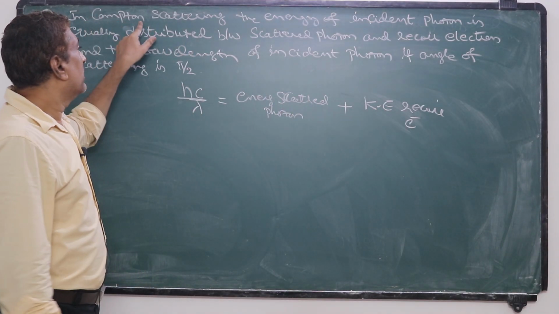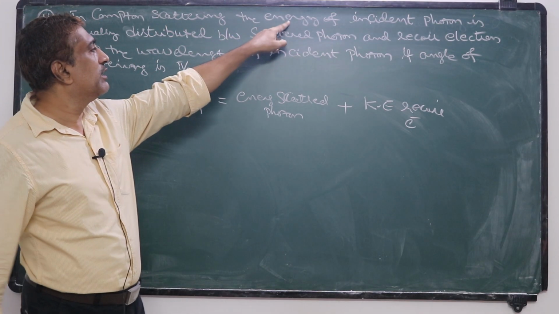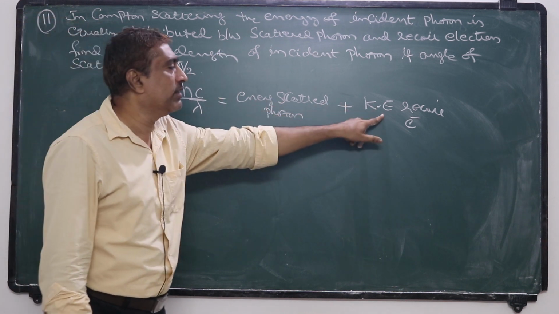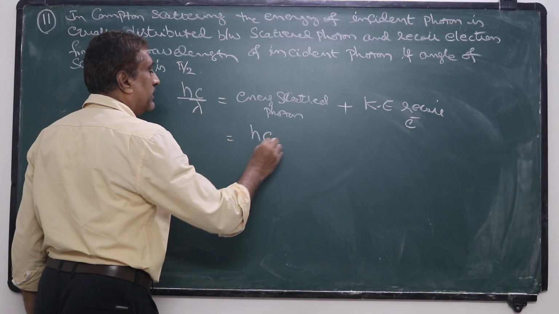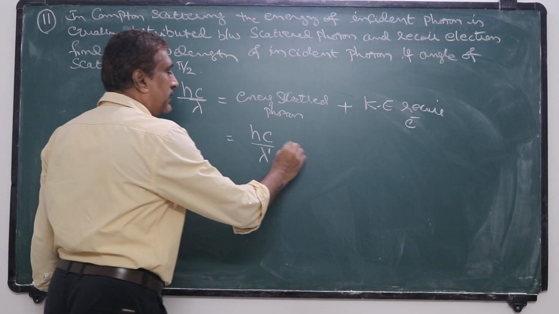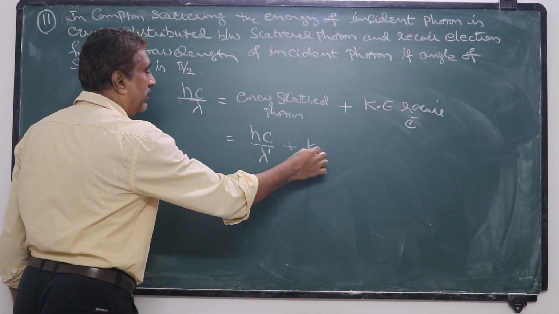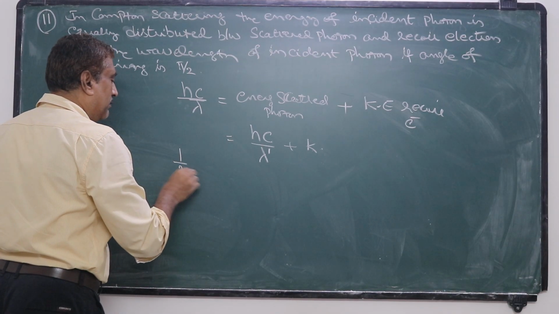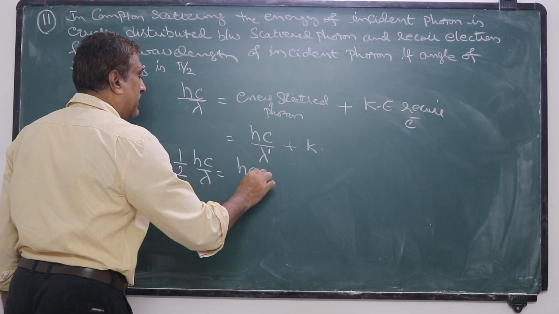Given that in Compton scattering the energy of the incident photon is equally distributed, that means the scattered photon energy and the kinetic energy are equal. So this is hc by lambda plus kinetic energy, and given that these two are equal, half of hc by lambda is equal to hc by lambda dash.